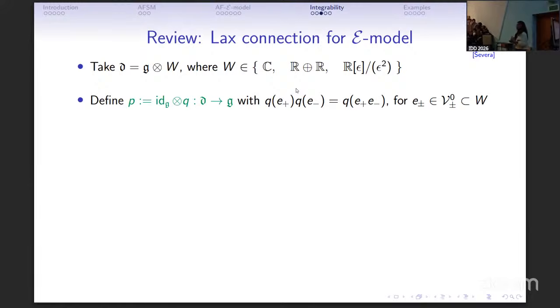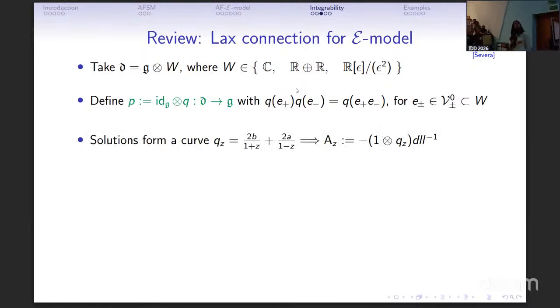So we can define this particular linear map P in this fashion, where it pretty much depends on the other map Q, which satisfies a condition like this, where these little E pluses and minuses sit in curly V zero plus minus, and there are some non-zero elements that you can choose for every particular example of the double that you're working with. And once we have that, the solutions actually form a curve, which gives us a one parameter family of Q's, and then essentially that leads us to having some idea of how the Lax is supposed to look.